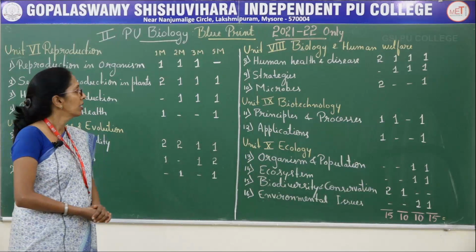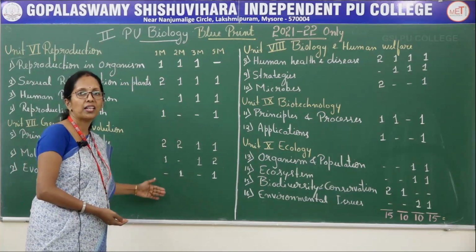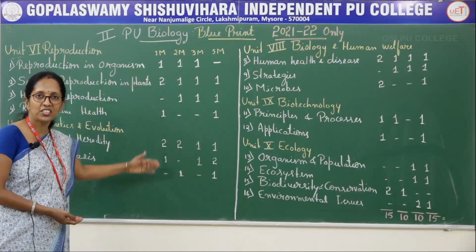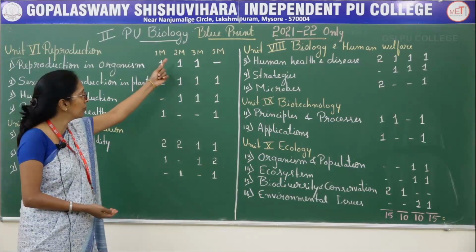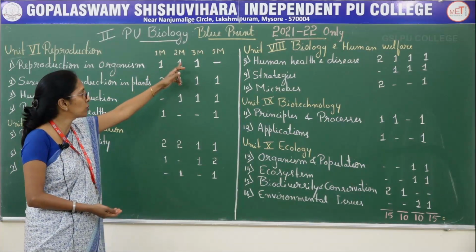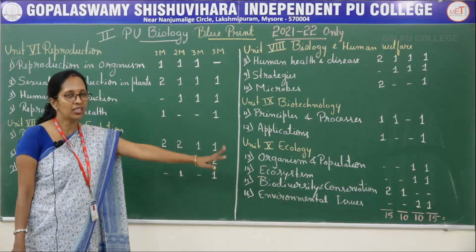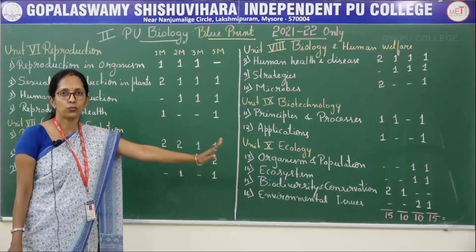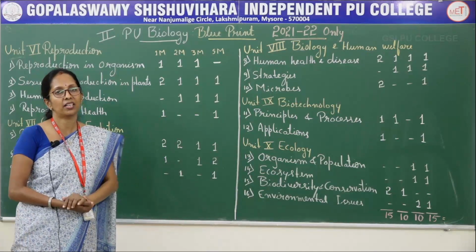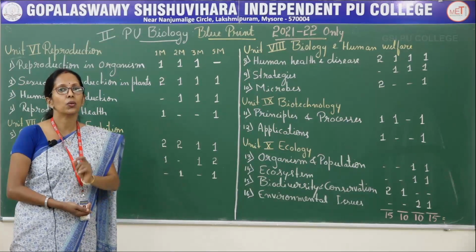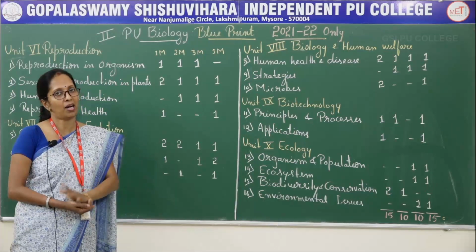This is about the important aspects present in each chapter along with the blueprint, that is 1 mark, 2 mark, 3 and 5 mark questions. So, the total marks is 140. For this you will be writing for the examination only 70 marks.